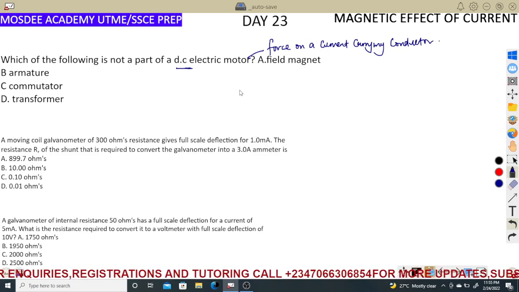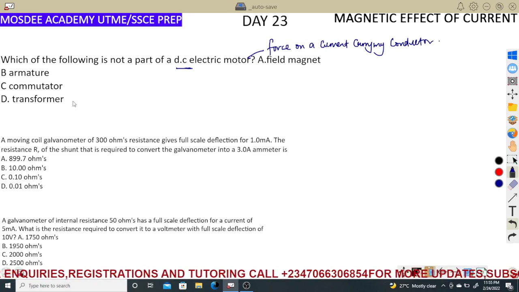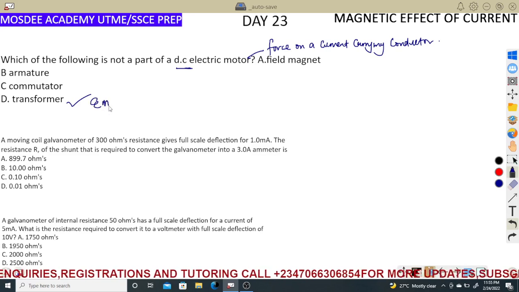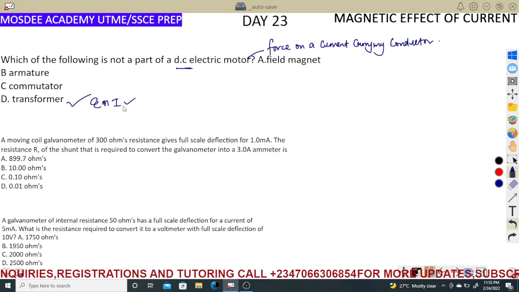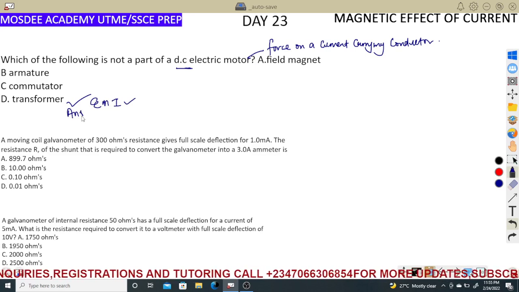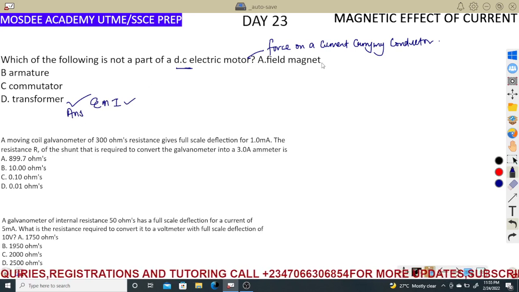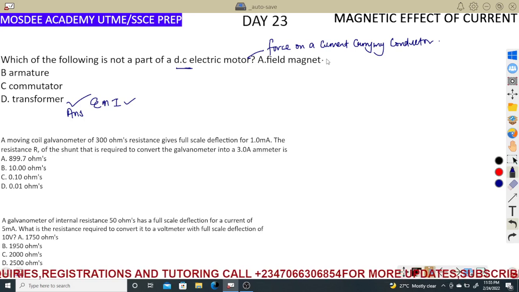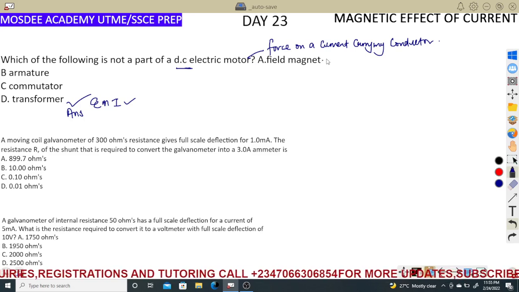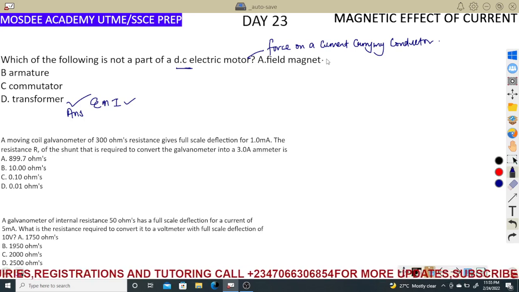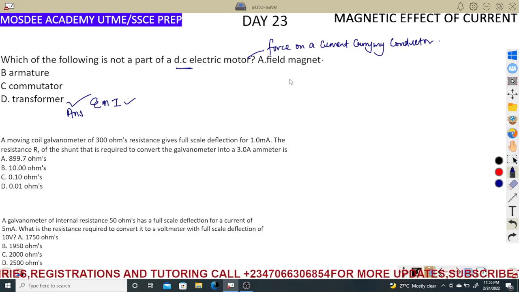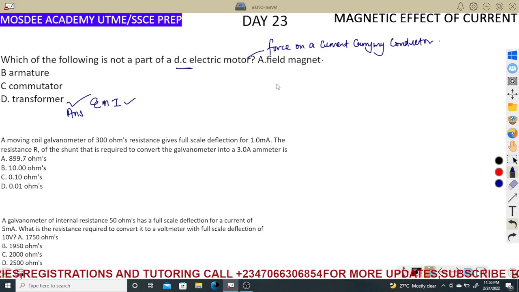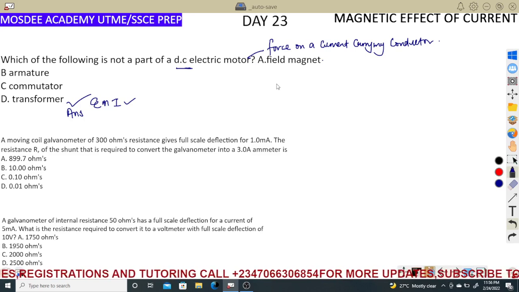So they don't have a transformer. Transformer works on the principle of electromagnetic induction, EMI. So the answer to this is this, because in your DC motor, you have a field magnet. Each of them has a particular purpose. I can quickly tell you, if you don't know, what a field magnet does. It is the magnet that determines the polarity and the direction of the force. Please always keep that at the back of your mind.